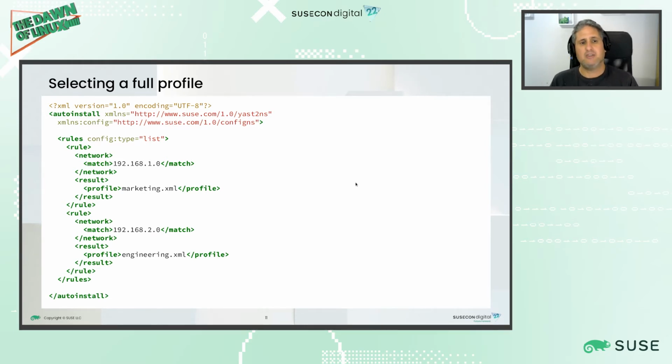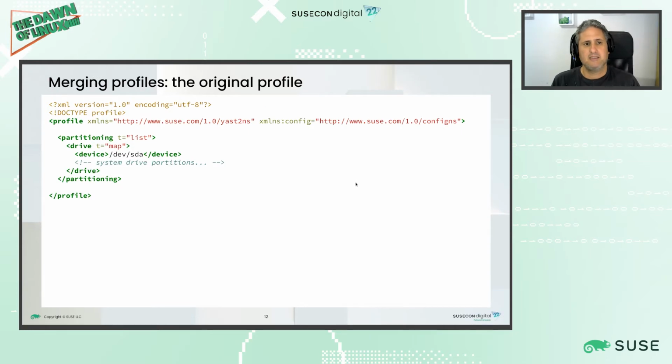Okay, so this file is a rules file that defines these conditions. It's created as a separate file from the profiles. Okay, it contains all the rules, and I'm going to combine many profiles depending on these rules. But well, you can do not only select one profile for installation, but you can merge many profiles.